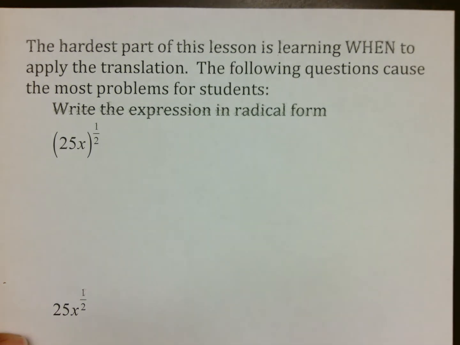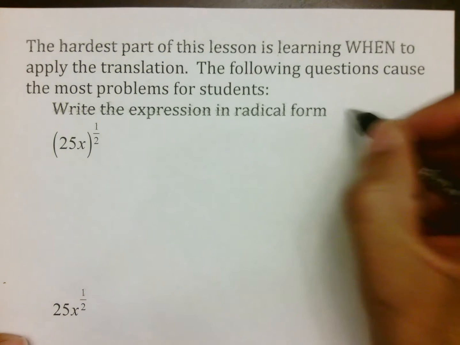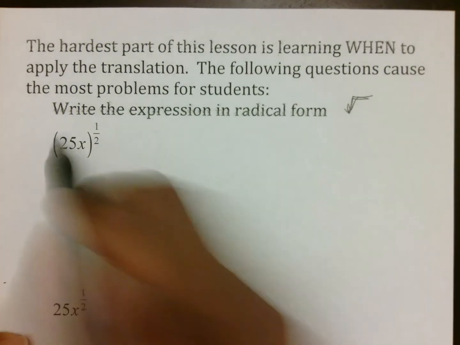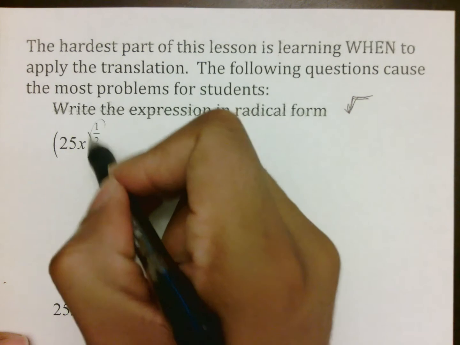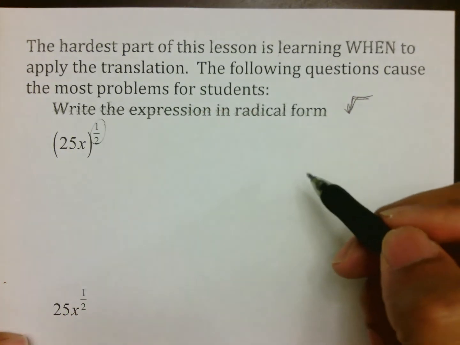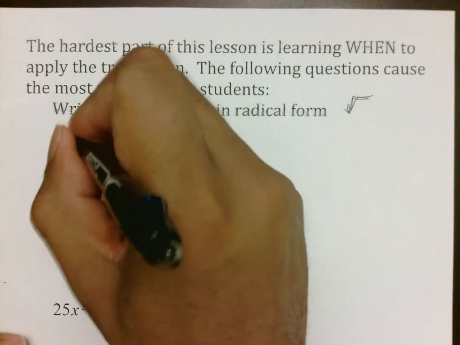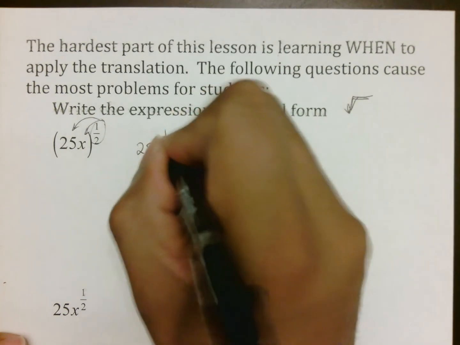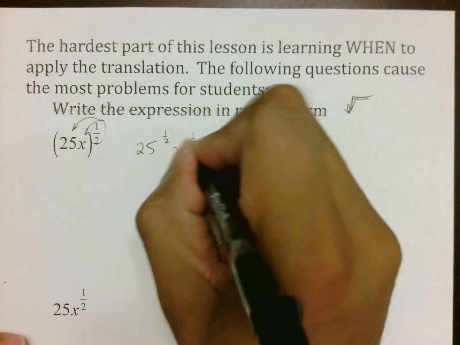And the directions are going to ask us to write it in radical form, which means we want one of these symbols. Alright. Notice you have 25x to the 1/2 with the 1/2 outside of parentheses. This is where you have to apply your rules. This 1/2 outside of parentheses means that it drops to both parts. So you end up with 25 to the 1/2 x to the 1/2.